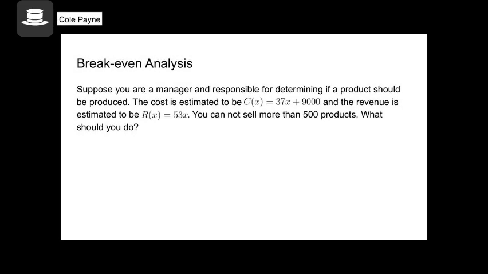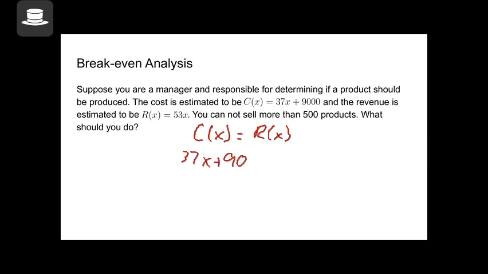Suppose we're a manager or business owner and we're responsible for determining if a product should be produced. The cost is represented by the function 37x plus 9,000, and the revenue is estimated to be 53x. We do have the condition that we can't sell more than 500 products. So what should we do? We want to do a break-even analysis, so we set C of x equal to R of x: 37x plus 9,000 is equal to 53x.